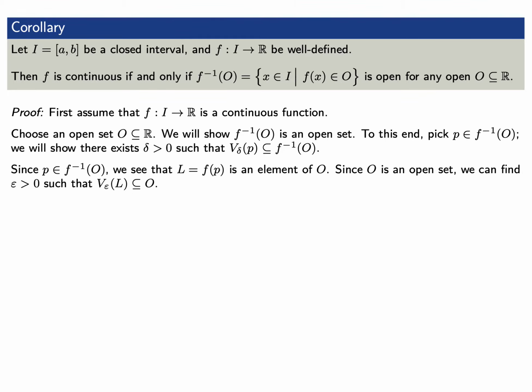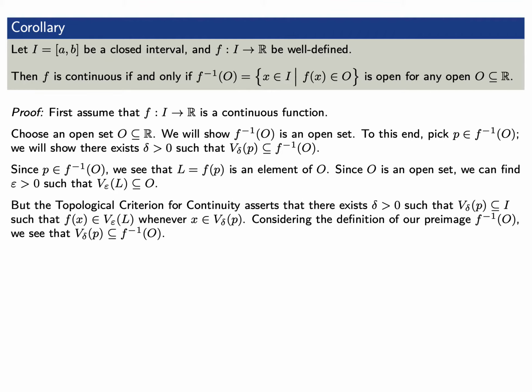Since P is an element of f^{-1}(O), we see that f(P) is an element of O. But since O is an open set, we can find a positive epsilon such that V_epsilon(L) is contained in O, where L is just f(P). But the topological criterion for continuity says that now there must exist a positive delta such that V_delta(P) is contained in I.